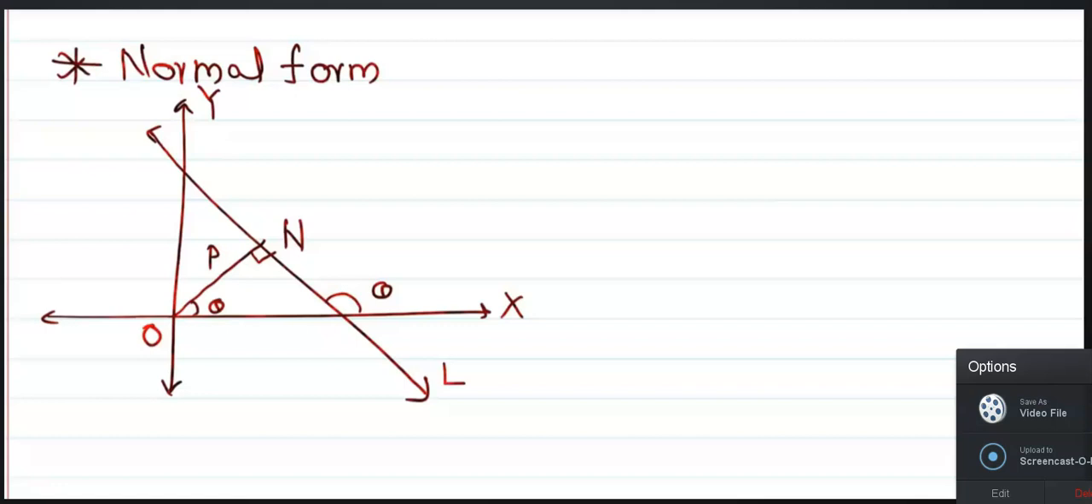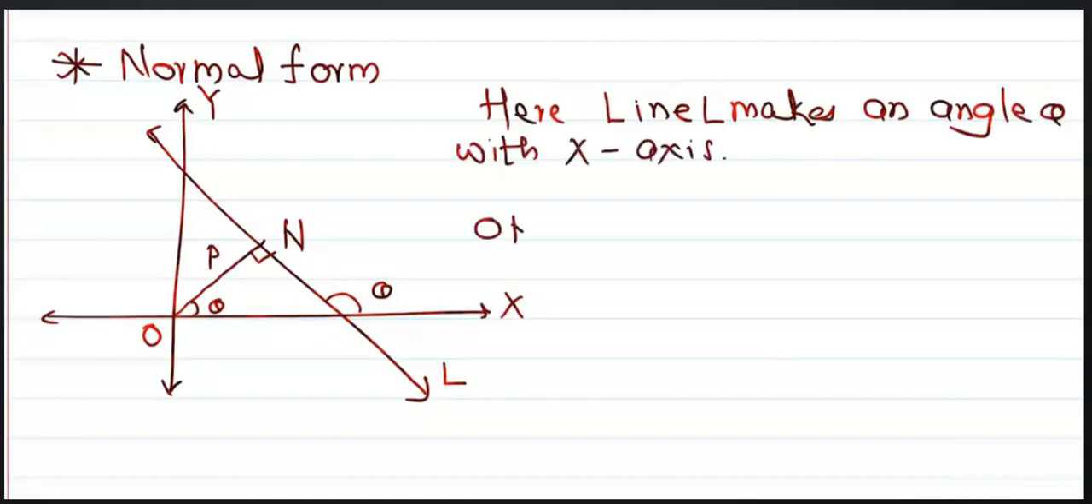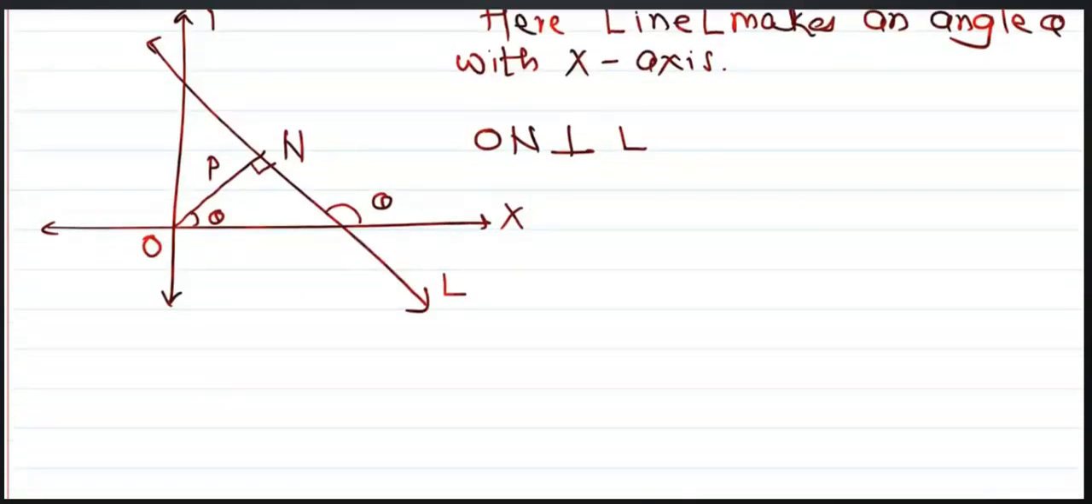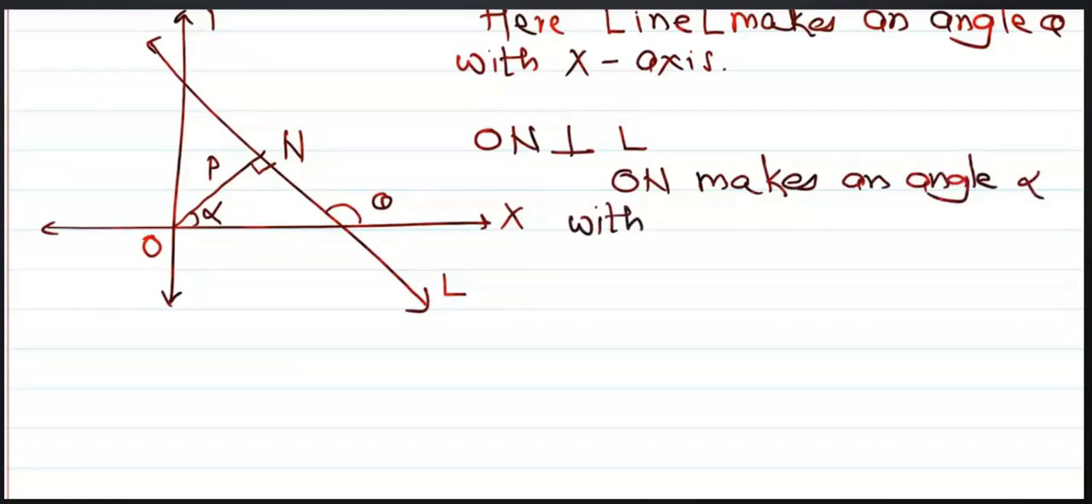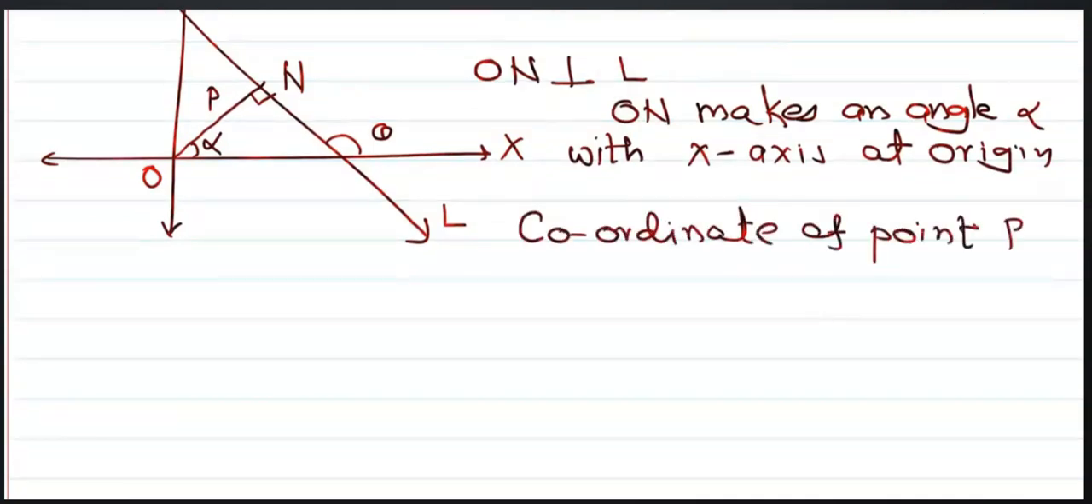Now what's happening here? This is the line L. We want to find out the equation of this line. This line makes an angle of theta in the positive direction of the x-axis, and ON is perpendicular to this line. It is drawn from the origin, and this is alpha. Here the line L makes an angle of theta with the x-axis. ON is perpendicular to line L. ON makes an angle of alpha with the x-axis at the origin.